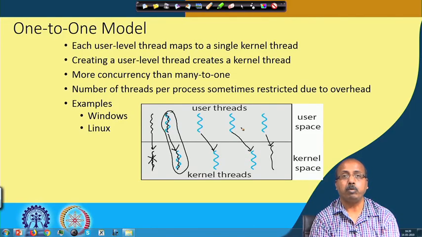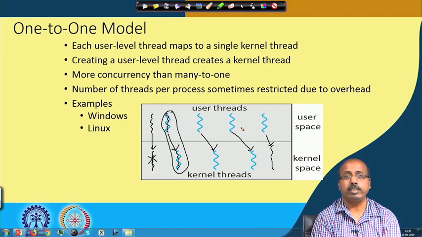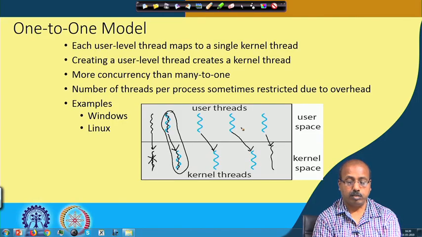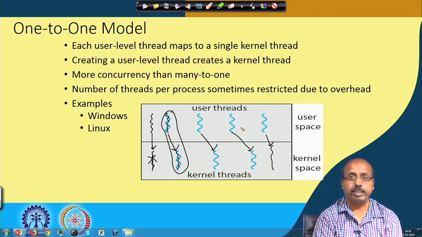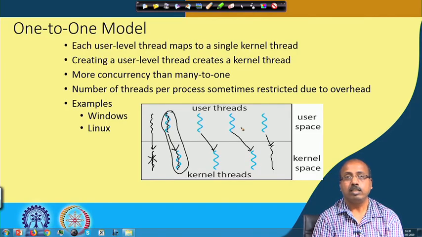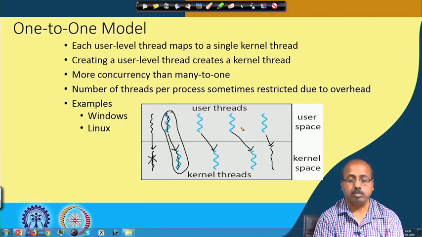Since the program is written by some user who may or may not be very good at thread level programming, maybe by mistake the user creates an infinite loop, and in that infinite loop it creates some threads. As a result, at the kernel level also an infinite number of threads will get created. That is a very dangerous situation for the system.